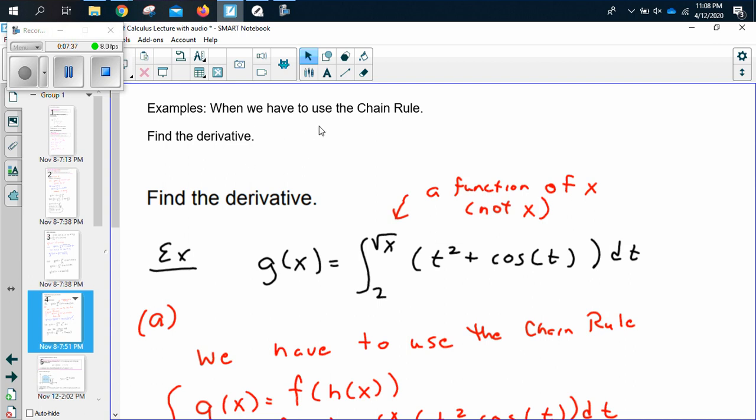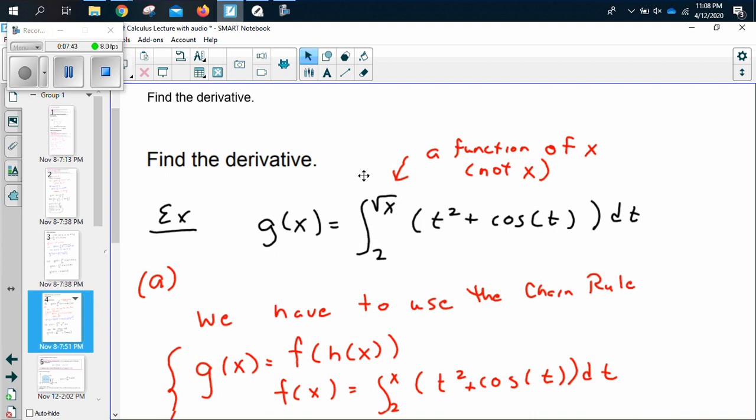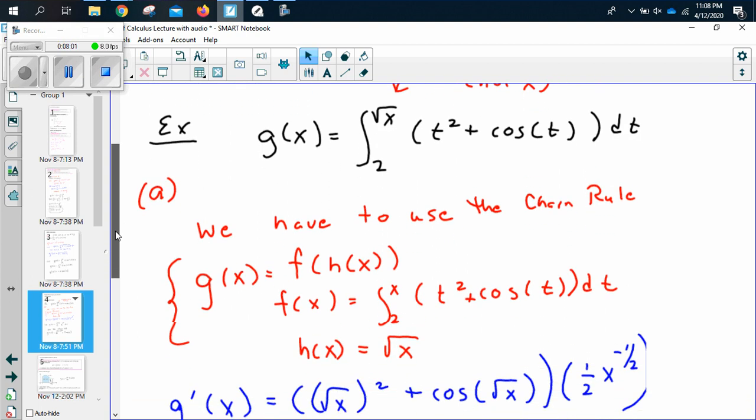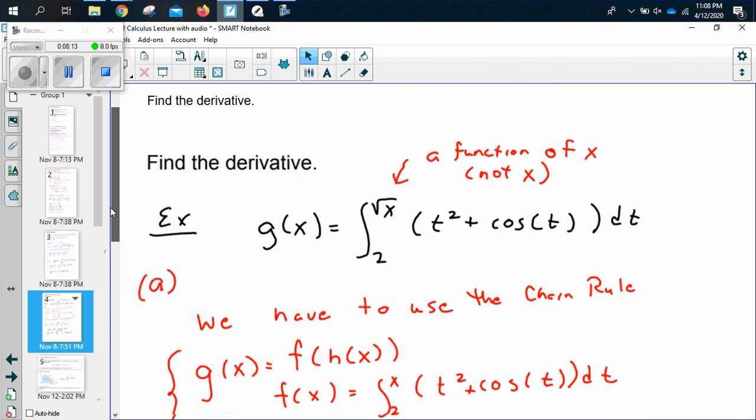Okay, because we're taking a derivative, sometimes we need to use the chain rule. And that's when we have a composite function. Because remember, this is a function of x, not t. So if instead of x at the top of the integral, we have a function of x, that means it's a composite function. And we're going to have to use the chain rule. You can think of it like this if you want to. G of x is a composite function where the outside function is this integral and the inside function is square root of x. So this square root of x right here, or whatever it is, if it's a function of x, it's the inside function.